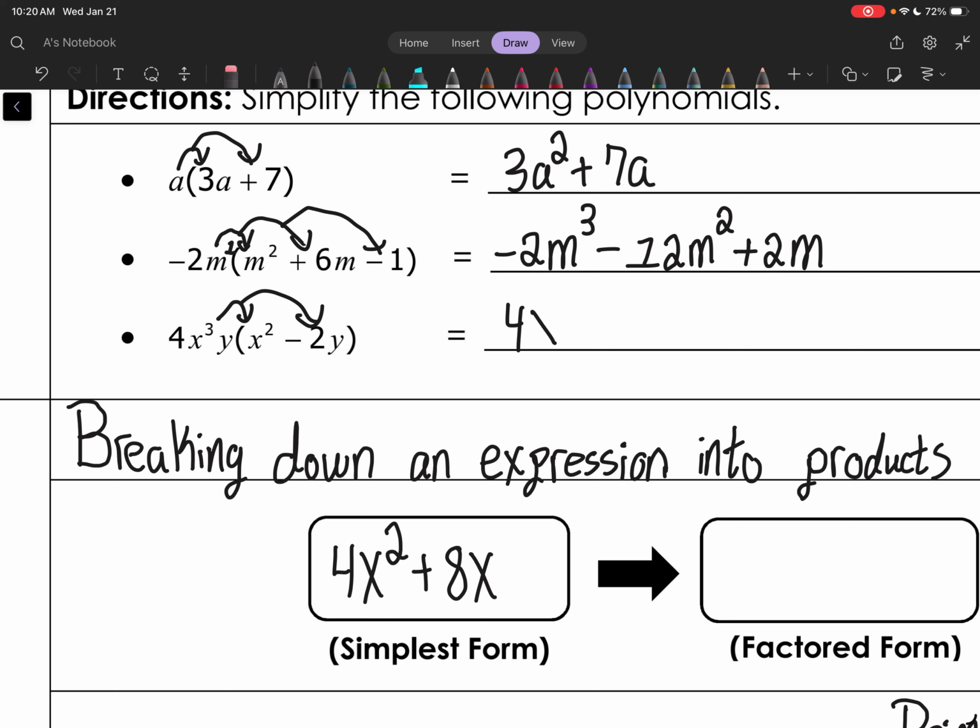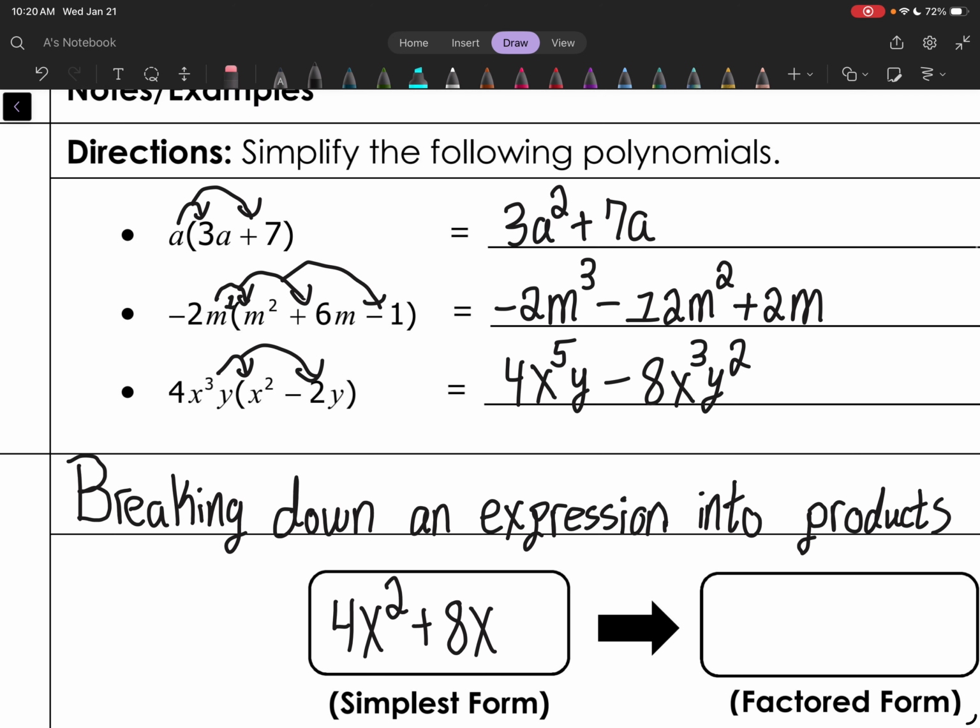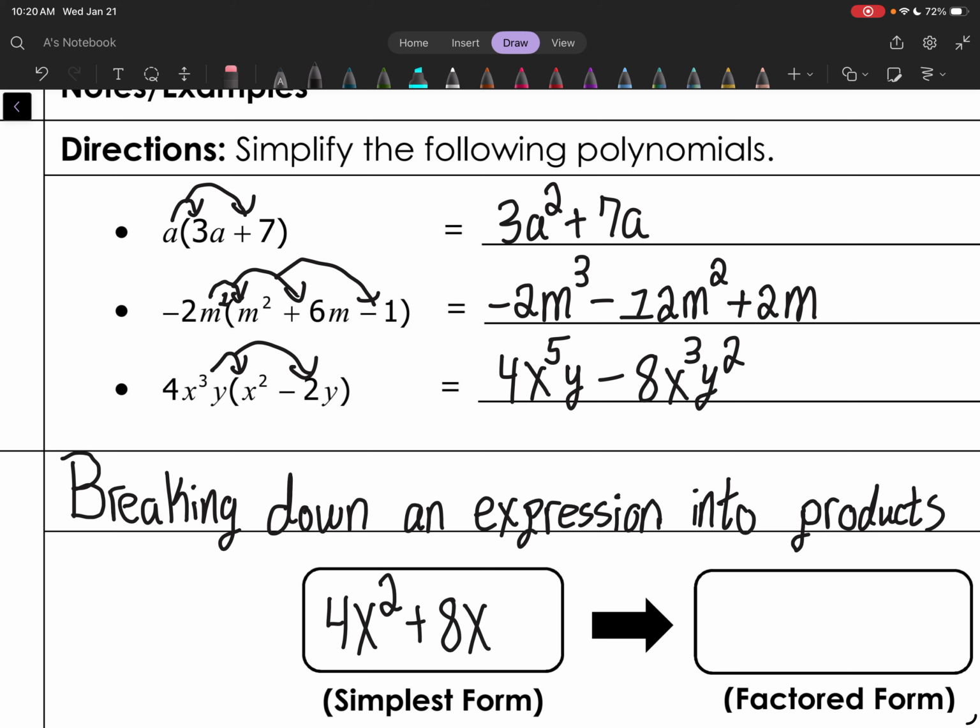This will be 4x cubed times x squared is 3 plus 2, 5. X to the 5th, tag on the y, minus 2 times 4 is 8. There's no x term, so I'm going to bring in the x cubed. Y times y is y squared. Now this is distributing a number from the outside of the parentheses.